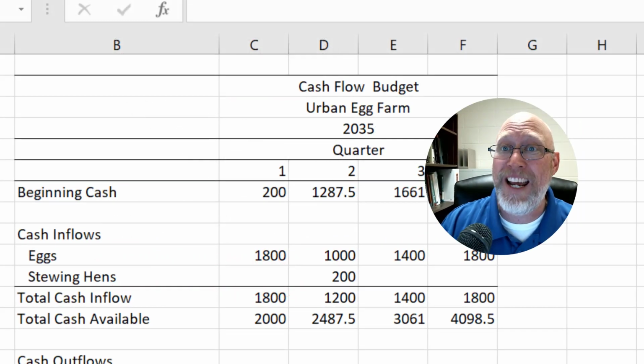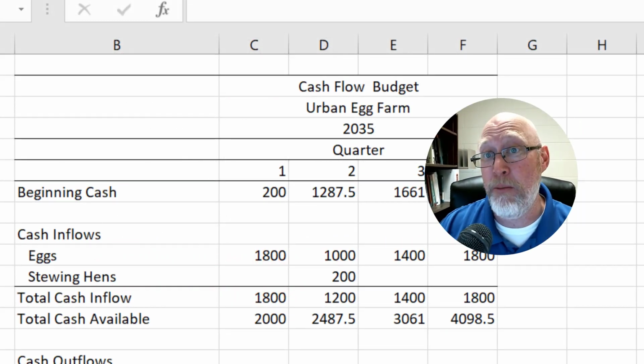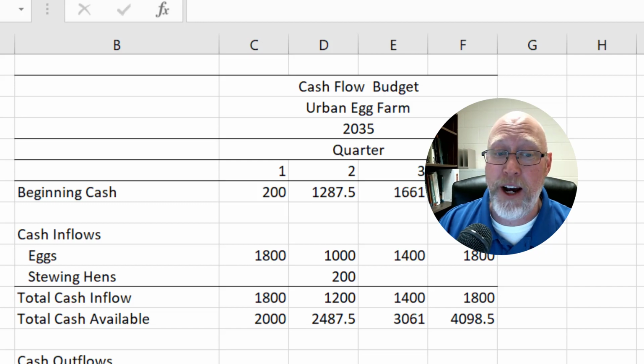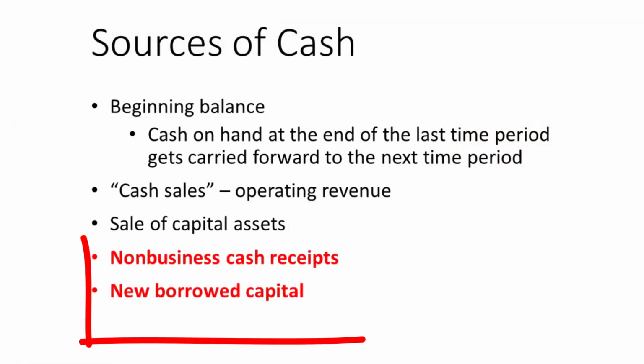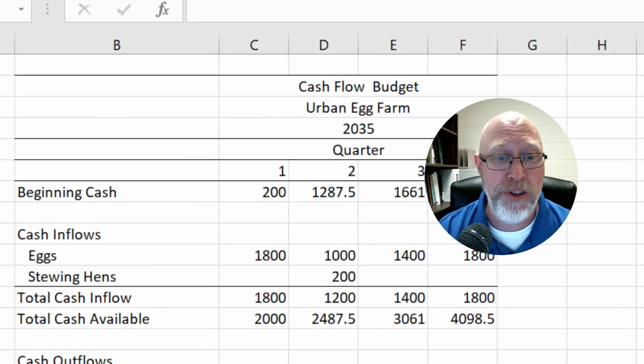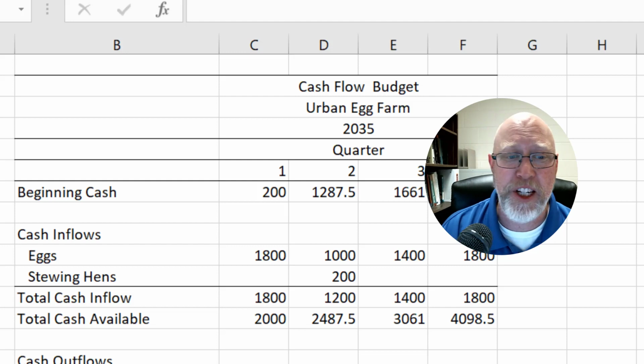The 2 things in red are going to be at the bottom of the cash flow budget. I'm going to show you that in just a second and talk in more detail about what goes on at the bottom of the cash flow budget. Those 2 items, non-business cash receipts and new borrowed capital. I take a little bit of issue with the wording that my source material uses. Non-business cash receipts, what does that mean?